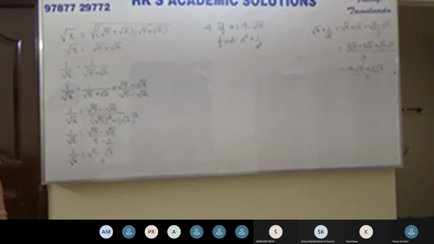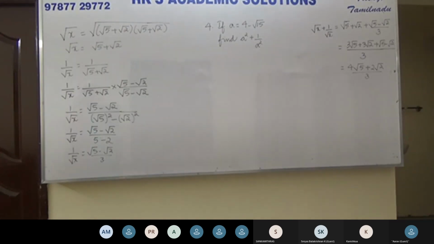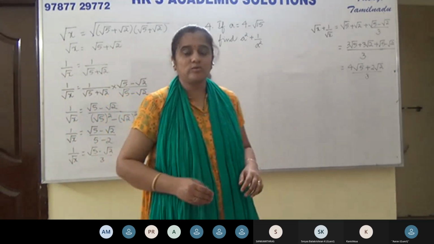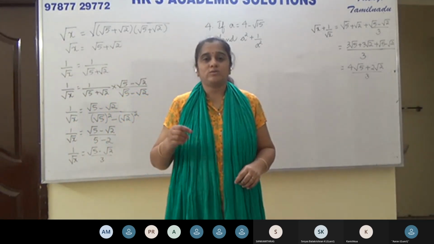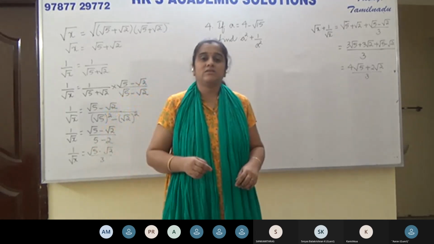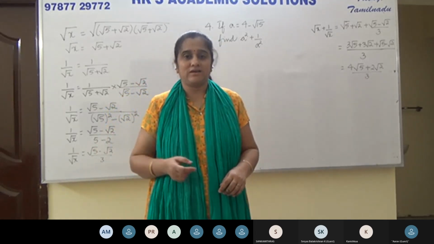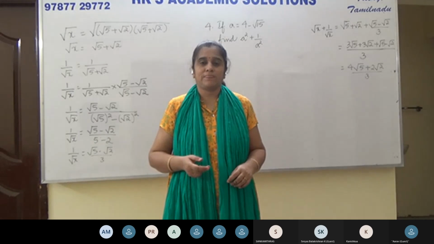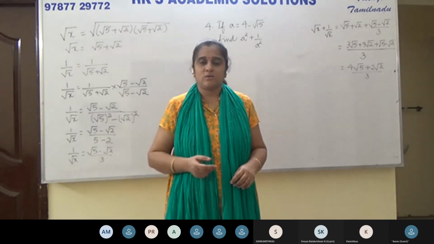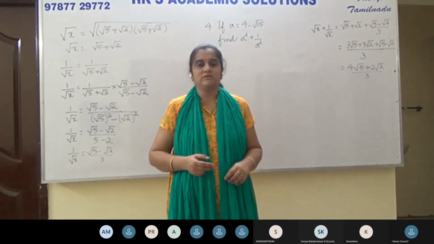This question is for you. Please try it by yourself. We have a equals 4 minus square root of 15, and we need to find the value of a square plus 1 by a square. So we have a with the rational denominator. Next, we need to find 1 by a. And then we need to find a plus 1 by a.